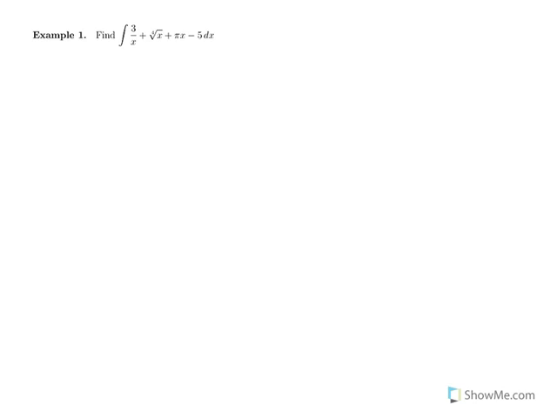So here we go. We have 3 over x. Actually, this is going to be a few antiderivatives. We're going to have the antiderivative of 3 over x plus the antiderivative of 4th root, which is x to the 1/4, plus the antiderivative of pi x minus the antiderivative of 5.